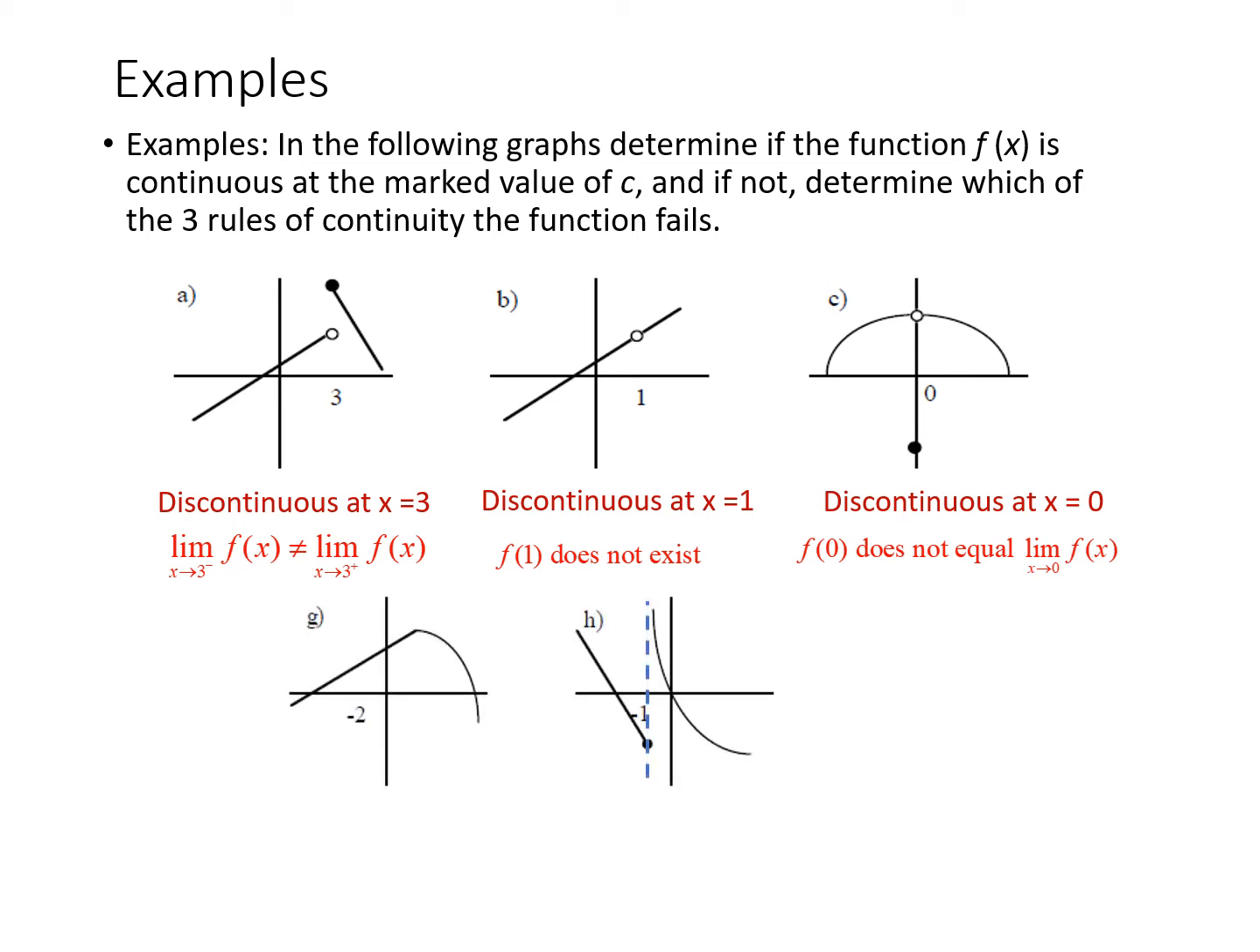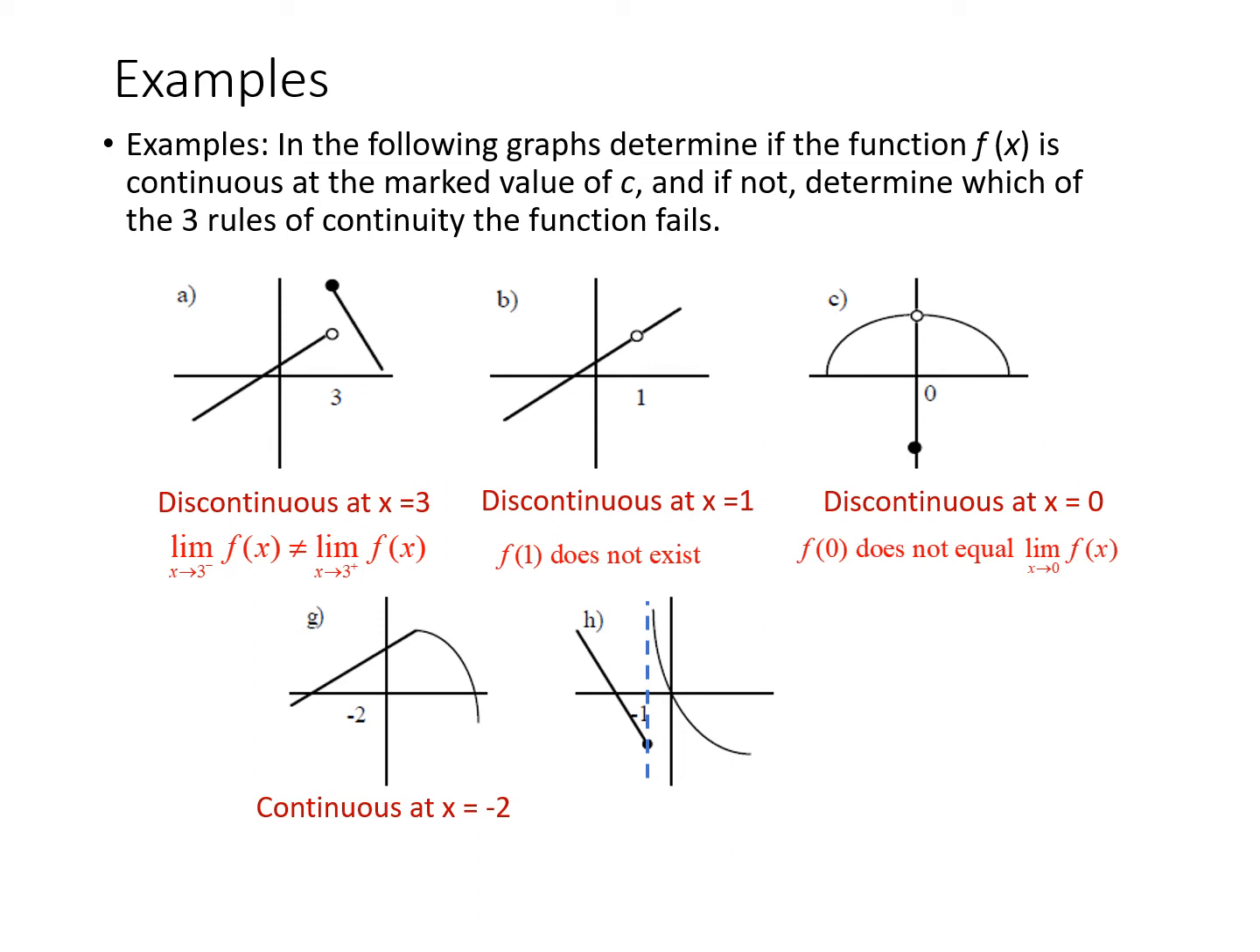Okay, our next one then, I have G and H up. I again encourage you to pause the video and see if you can answer G and H. All right, G is continuous. It's a smooth curve from left to right with no jumps, holes, or asymptotic behavior.